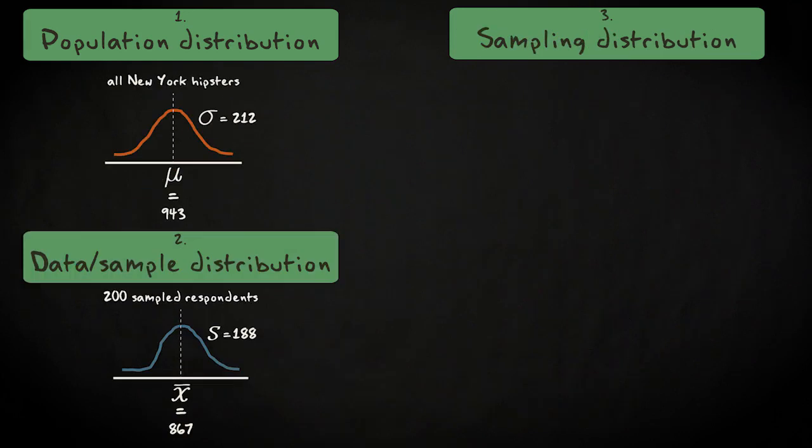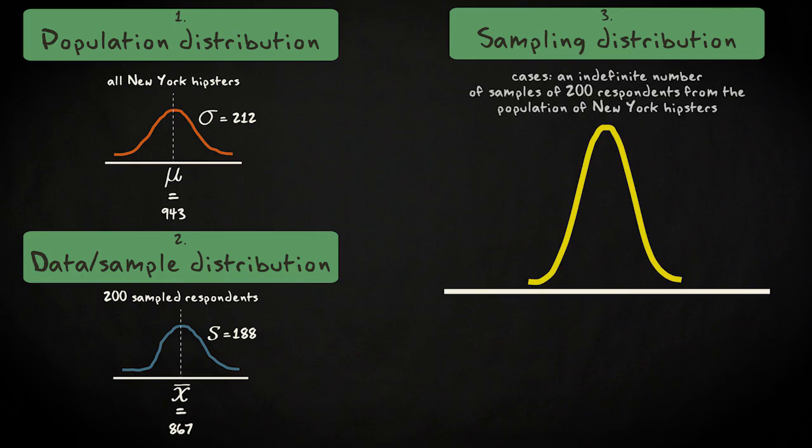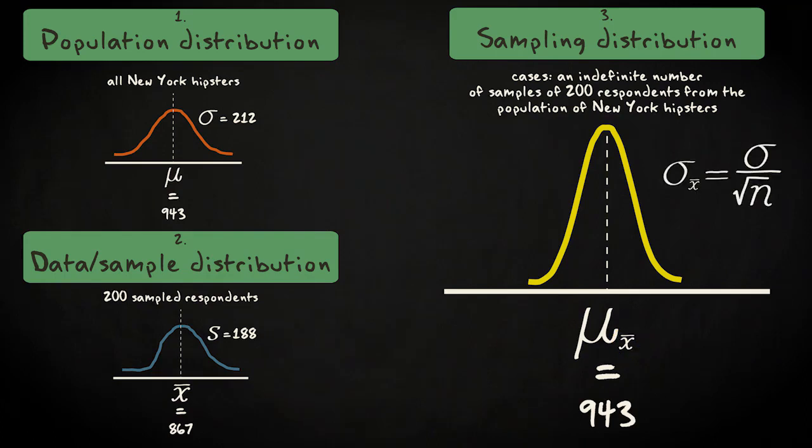The third distribution is the sampling distribution of the sample mean, and this is what it looks like. Because of the central limit theorem, it is normally distributed. The cases in this distribution are not individuals, but an indefinite number of samples of 200 respondents from our population of New York hipsters. The mean of the sampling distribution of the sample mean is the mean of these infinite sample means. The value of the mean of the sampling distribution equals the mean of the population distribution, which was 943 minutes. To show that we are talking about the mean of the sampling distribution, we add x bar to indicate that it is a mean of sample means and not a mean of individual scores. The standard deviation of the sampling distribution equals the standard deviation of the population divided by the square root of n. That makes 212 divided by the square root of 200 equals 15.